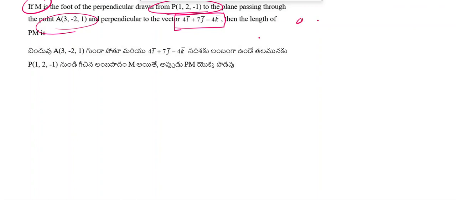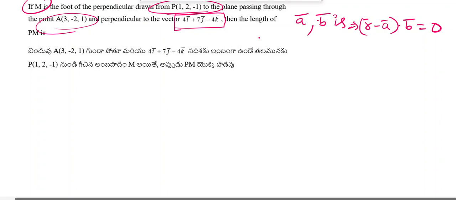That means it passes through a bar and is perpendicular to b bar. The plane equation is r bar minus a bar dot b bar is equal to 0. This is the equation of the plane passing through a bar and perpendicular to b bar. Here the a bar vector is given, that is OA bar. A bar is equal to 3i minus 2j plus k, and b bar is equal to 4i plus 7j minus 4k.